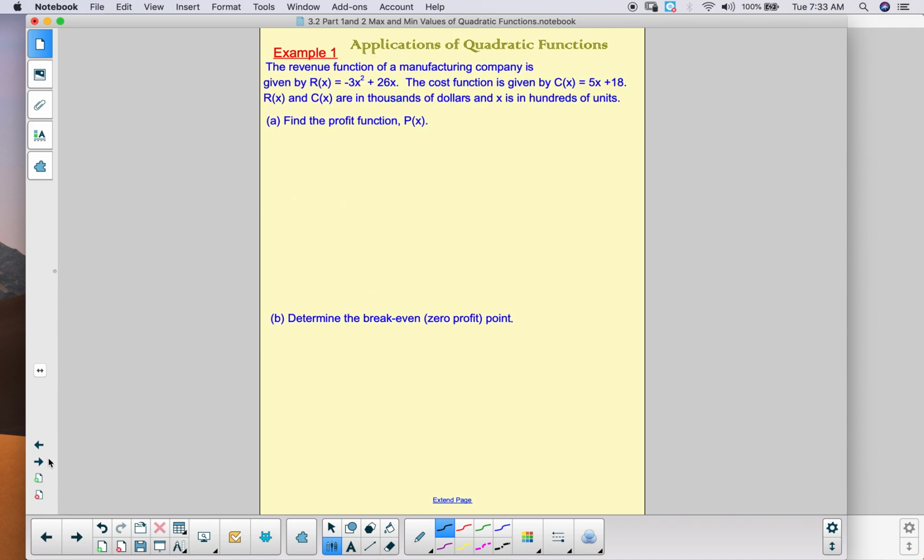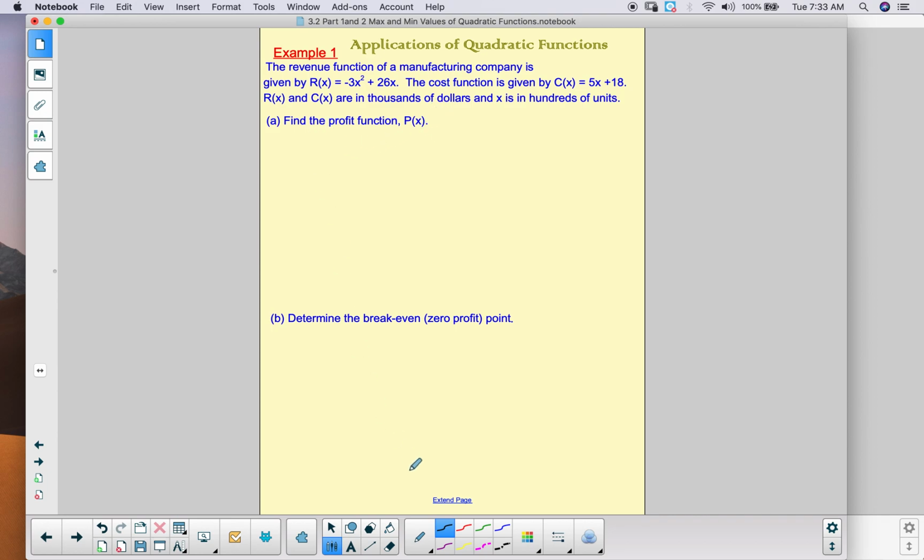So here you have an application question. The revenue function of a manufacturing company is given by R of X equals negative 3x squared plus 26x. The cost function is given by C of X equals 5x plus 18. R of X and C of X are in thousands of dollars and X is in hundreds of units. So find the profit function P of X.